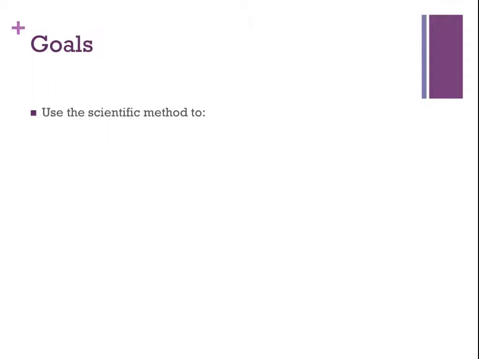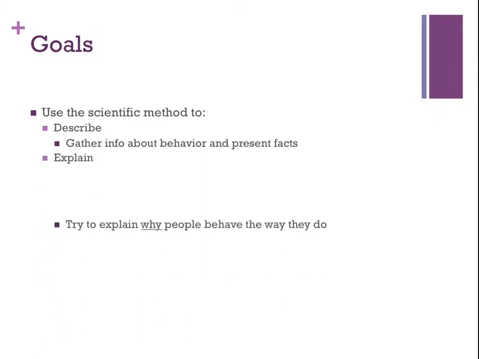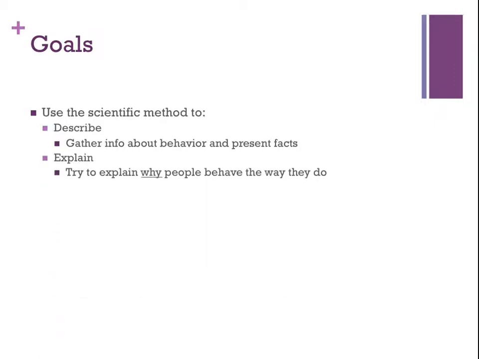Okay, in psychology, there's really four main goals that they use the scientific method to try to achieve. The first is to describe, and when we're talking about describing, we're talking about gathering information about behavior and the facts and trying to describe the behavior that is currently happening. They also try to explain behavior, meaning they try to explain why do people behave the way they do. And by doing so, you're trying to create a hypothesis or an educated guess as to what they could potentially do as well. And that leads into your predict.